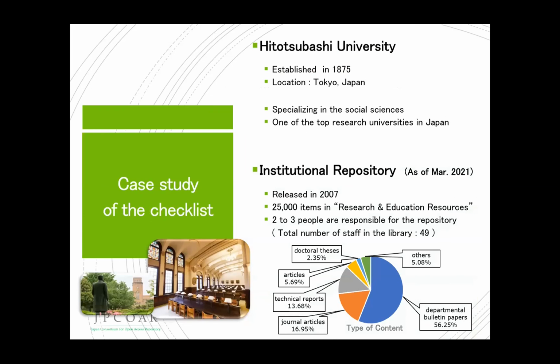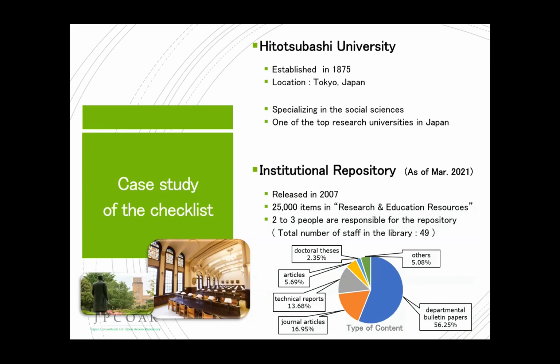Now, I'd like to actually evaluate the repository of my university. But before that, let me give you a little introduction to my university. Hitotsubashi University was founded in 1875. It has 6 faculties, mainly in the social sciences, and in several indicators, our university occupies a leading position in Japan.